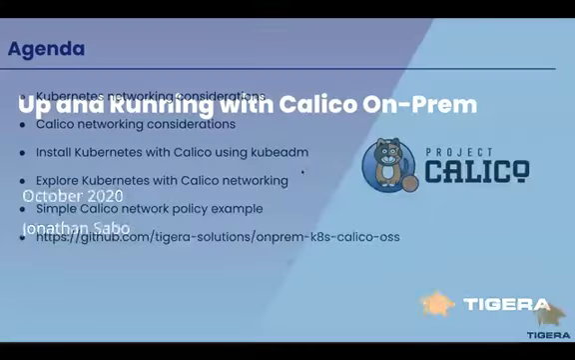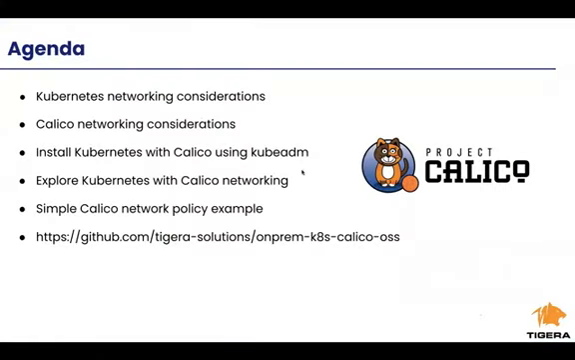For the agenda here today, we're going to talk a little bit about Kubernetes networking considerations. So things that you're going to want to take into account as far as Kubernetes in general, and then more specific with the Calico CNI, the Calico networking considerations that you want to decide for yourself before you start to deploy apps to your Kubernetes cluster.